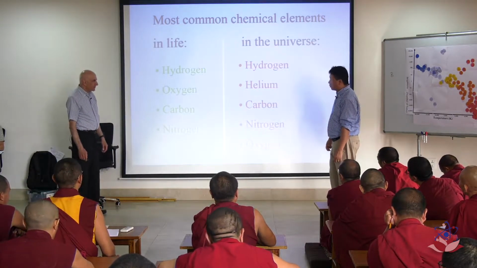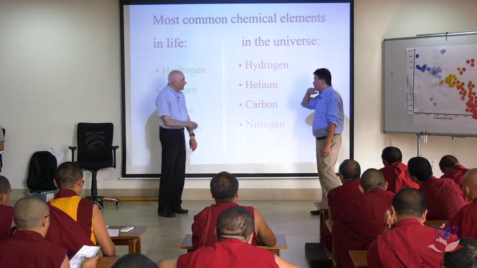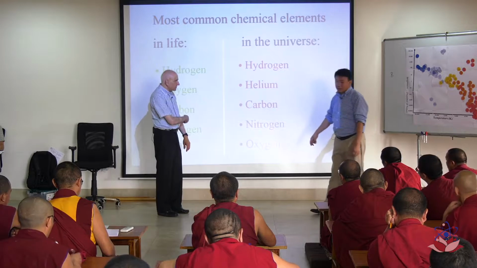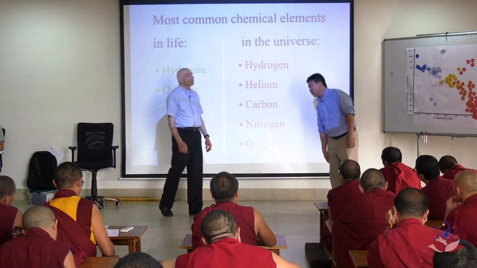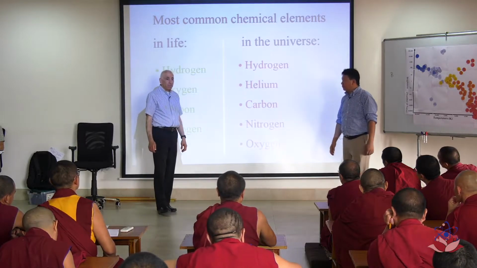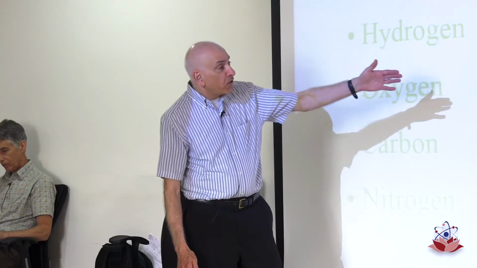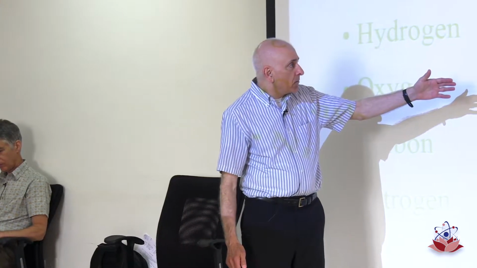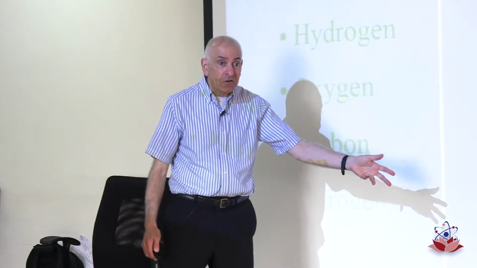So he was saying that oxygen seems to be more abundant in life than in the universe. Yes? And someone's saying that here we see helium and over there we don't see it. Yes, that's right. So what we see is that except for helium, the most common elements in life are also the most common elements in the universe.